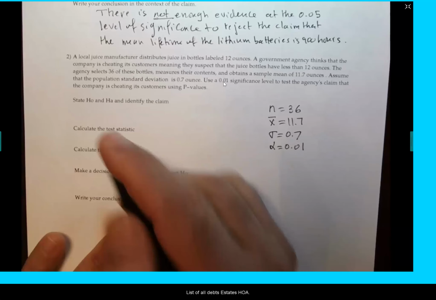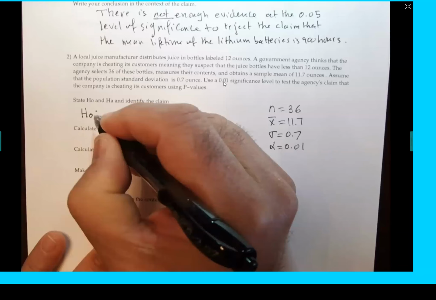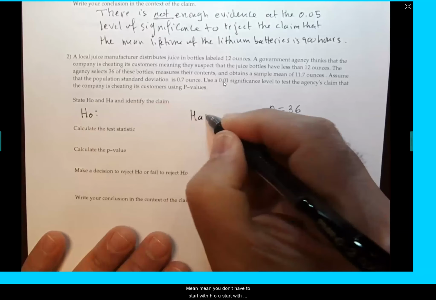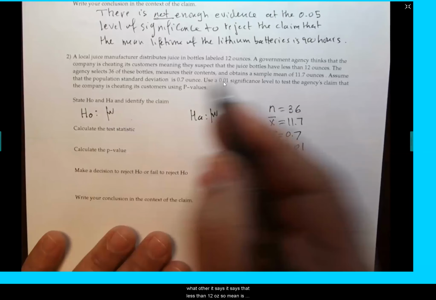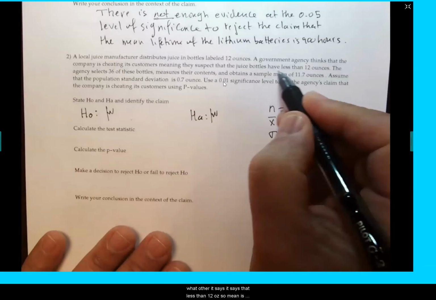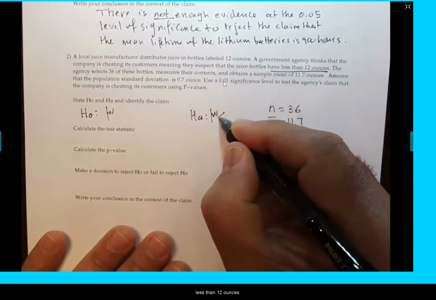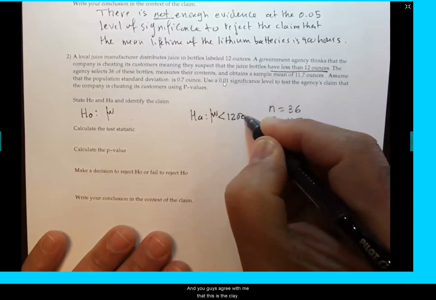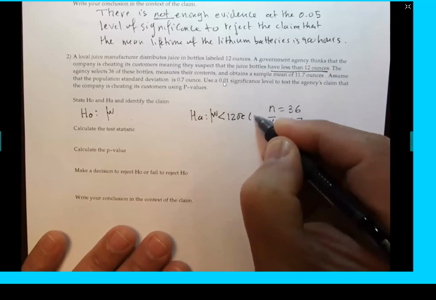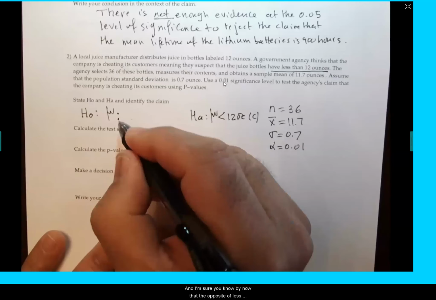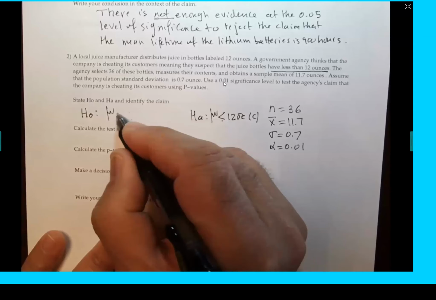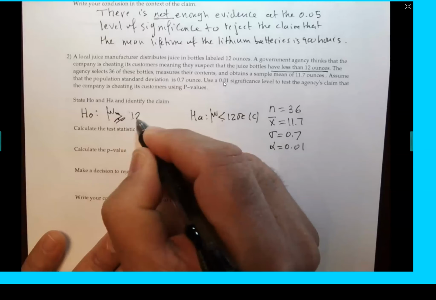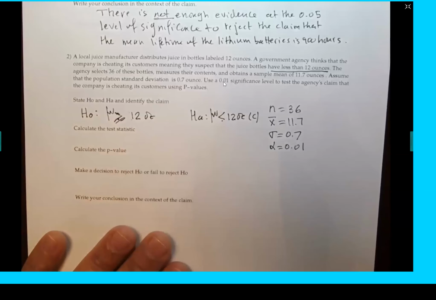First of all, let's state H0 and HA. Mean. You don't have to start with H0. You start with whatever it says. It says that less than 12 ounces. So mean is less than 12 ounces. And you guys agree with me that this is the claim. And I'm sure you know by now that the opposite of less than is greater than or equal to 12 ounces.